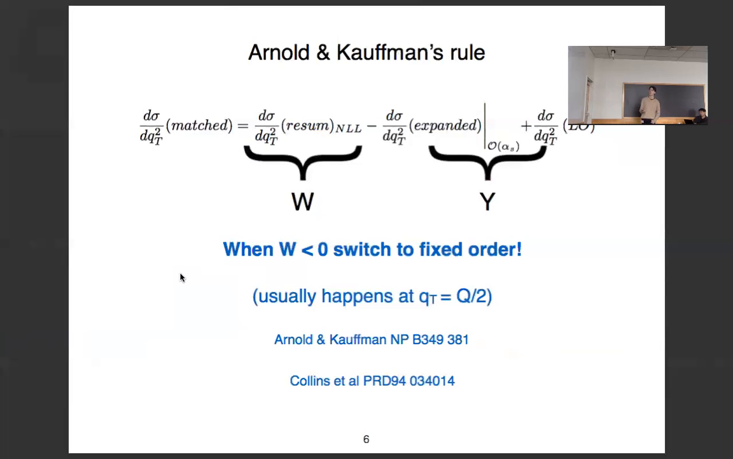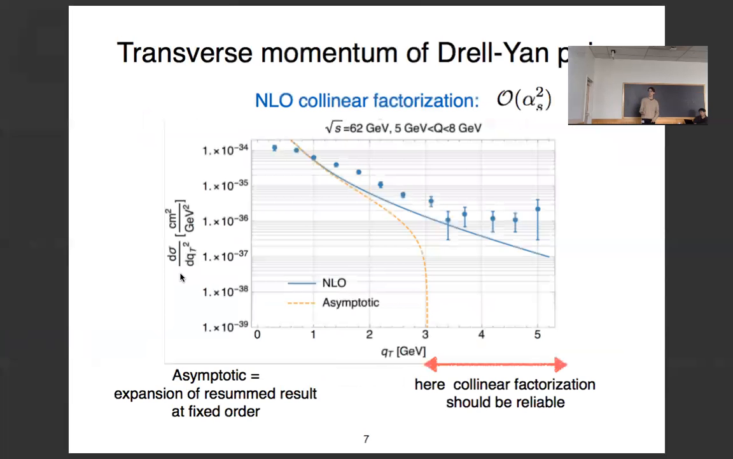Now, we decided to look at the point where the expansion of the resummation goes negative. This should be a good indication of the point where you should switch to the collinear factorization. Here you see the asymptotic and fixed order at order alpha_s squared, and you see that we understood the data. This is an old set of data, not so precise.